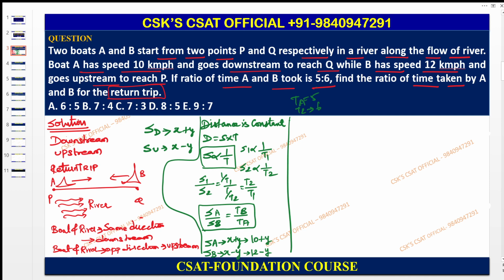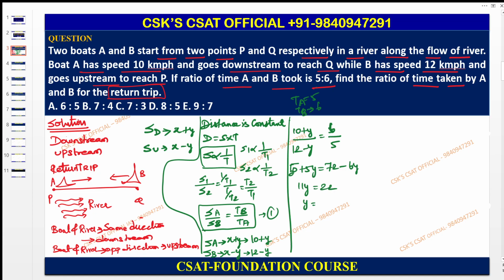But you know TA and TB, the times taken. So substitute in equation number 1. SA is nothing but 10 plus y, SB is nothing but 12 minus y, TB is nothing but 6, TA is nothing but 5. Now cross multiply. 50 plus 5y is equal to 72 minus 6y. Rearrange: 6y comes here, therefore 11y is equal to 72 minus 50, which becomes 22.